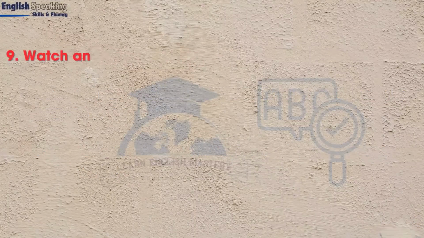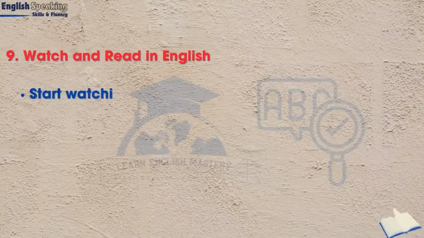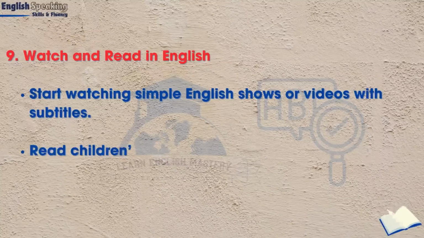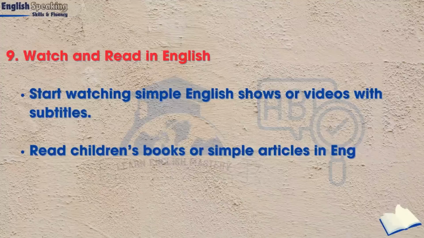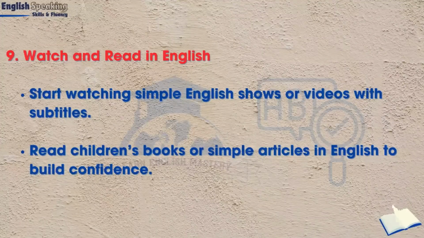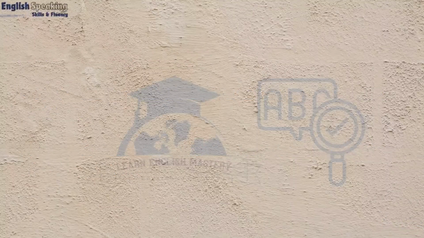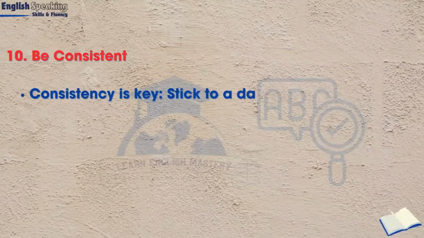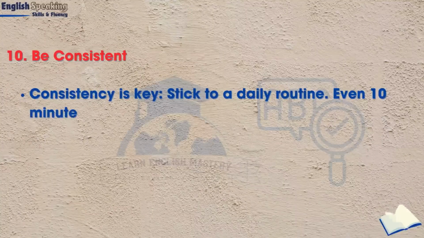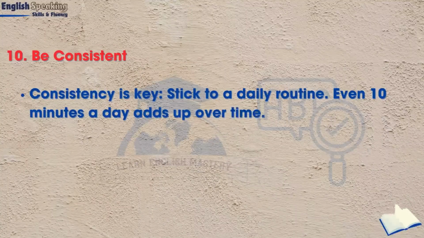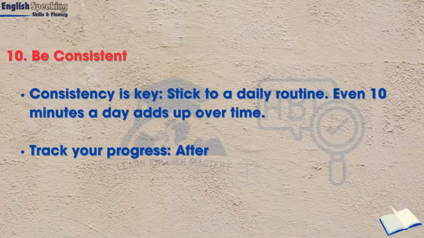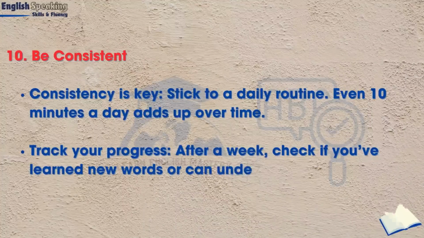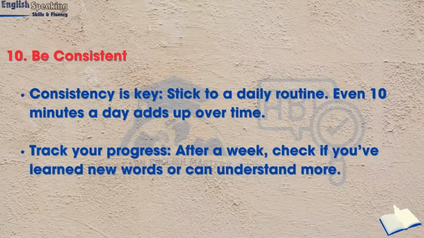9. Watch and read in English. Start watching simple English shows or videos with subtitles. Read children's books or simple articles in English to build confidence. 10. Be consistent. Consistency is key. Stick to a daily routine. Even 10 minutes a day adds up over time. Track your progress. After a week, check if you've learned new words or can understand more.